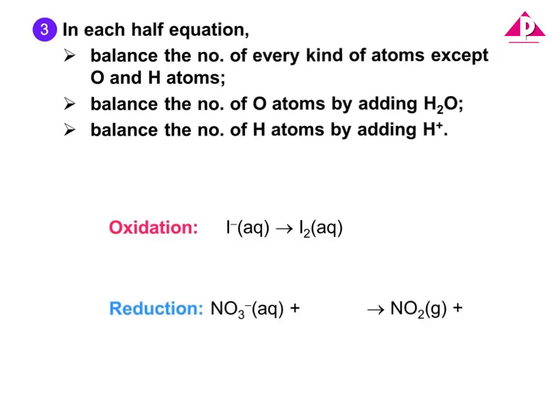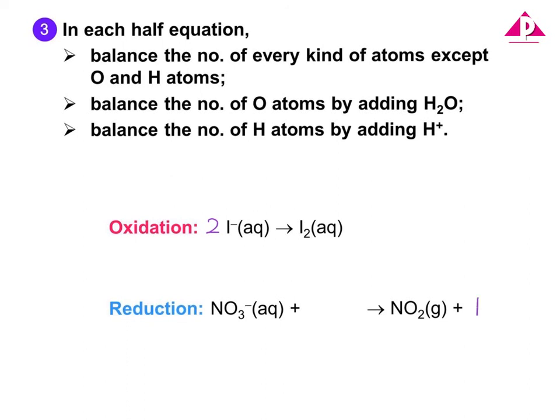Now, let us follow the order listed here to balance each half equation. For the oxidation half equation, there is one iodine atom on the left-hand side, while two iodine atoms are on the right-hand side. So we add a coefficient 2 in front of the iodide ion to balance the number of iodine atoms. For the reduction half equation, there are 3 oxygen atoms on the left-hand side, while 2 oxygen atoms are on the right-hand side.